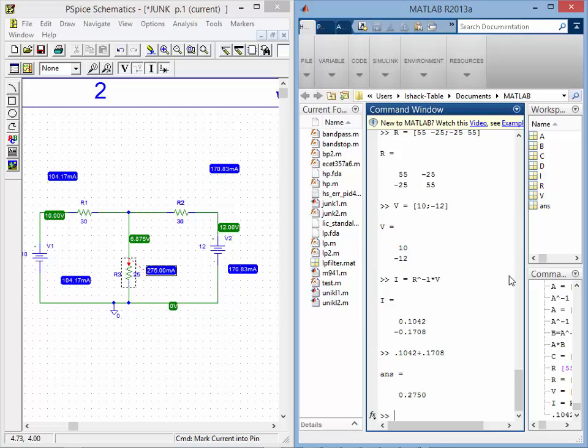If we were to build this circuit in the lab, we would expect to get numbers plus or minus 20%, because resistors we know are plus or minus 20%, right? So we would get numbers similar to that there. So it's a very easy tool.